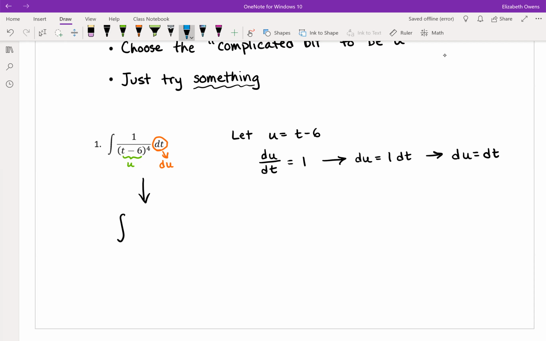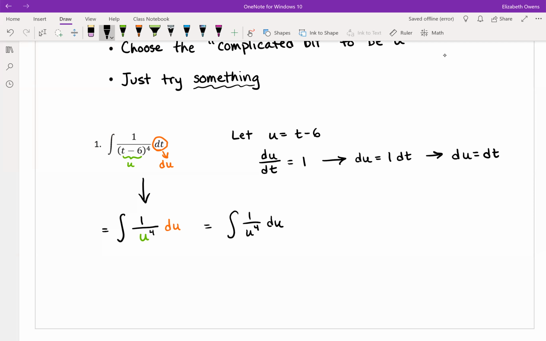And so we can take this indefinite integral and make a new indefinite integral. We've still got this 1 up in the numerator. That's okay. That didn't have a t in it, so we didn't really need to focus on converting it. 1 over, but now we have u to the fourth power down in the denominator, and instead of dt, we have du. So this is exactly what we were talking about: the integral of 1 over u to the fourth du.